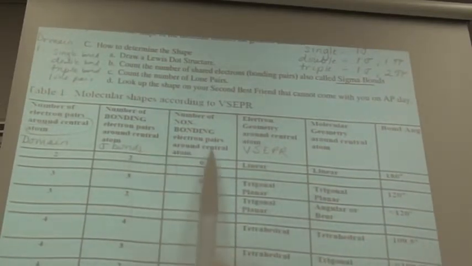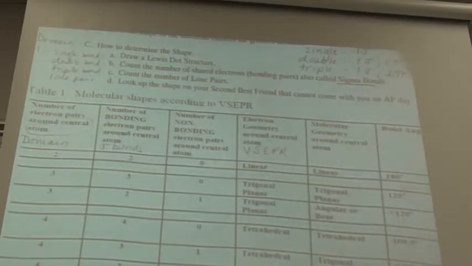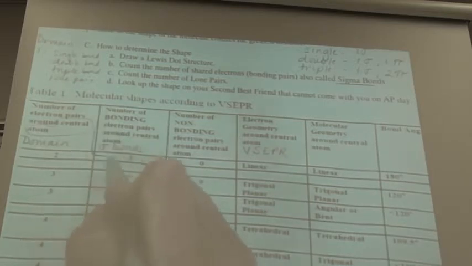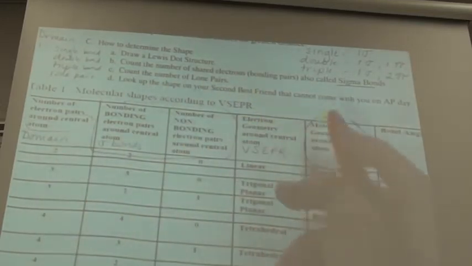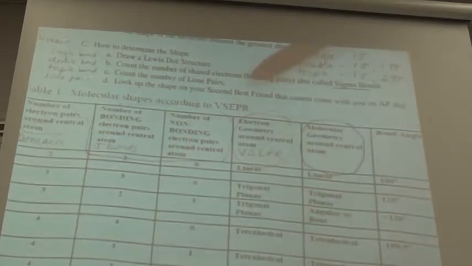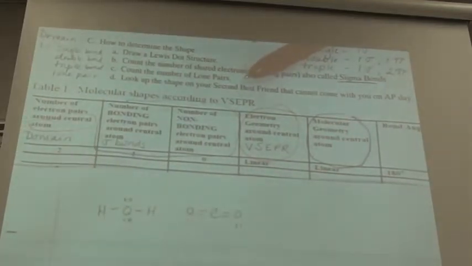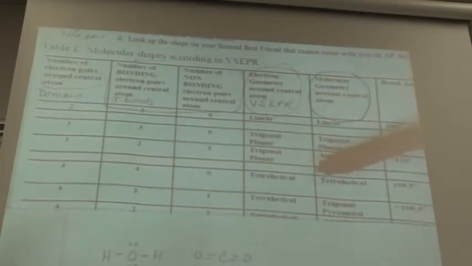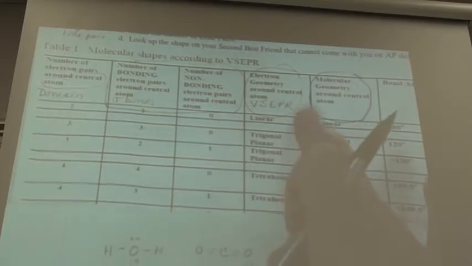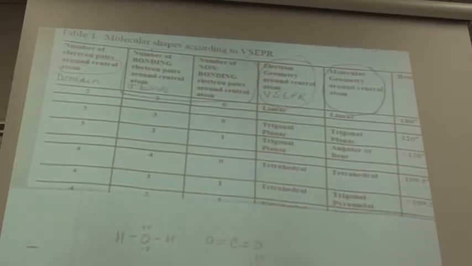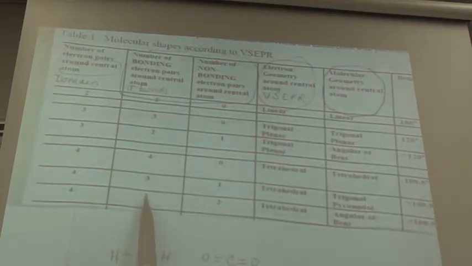And we use these two columns to help us figure out the molecular geometry. So these two columns determine molecular geometry, while this column determines VSEPR. If we go back to my example, we decided that the VSEPR shape for this was tetrahedral. But the molecular geometry has two sigma bonds and two lone pairs. So when I look that up in my chart, two sigmas, two lone pairs, it's angular or bent. And in fact, that is the case.